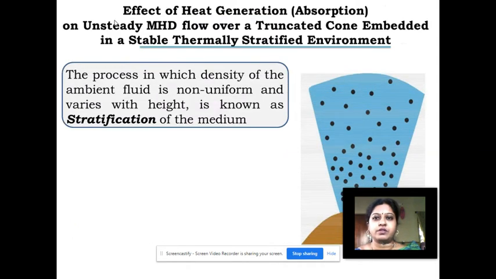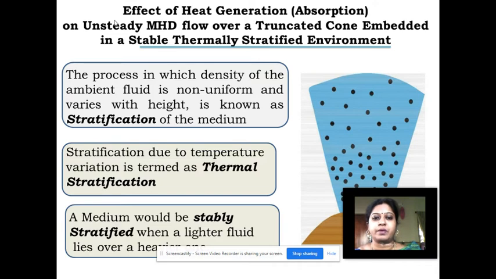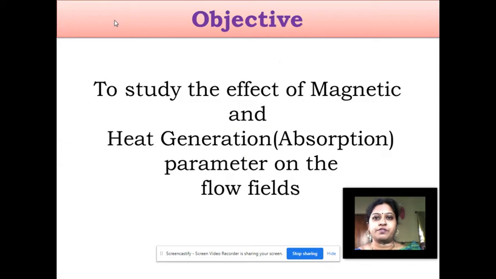And also we have a stratification term here. It is nothing but the density of the ambient fluid is non-uniform and varies with height. If it is due to temperature, it is termed as thermal stratification. And if lighter fluid particles lie over the heavier ones, then it is called stably stratified. And the objective is to study the effect of magnetic and heat generation absorption parameters.